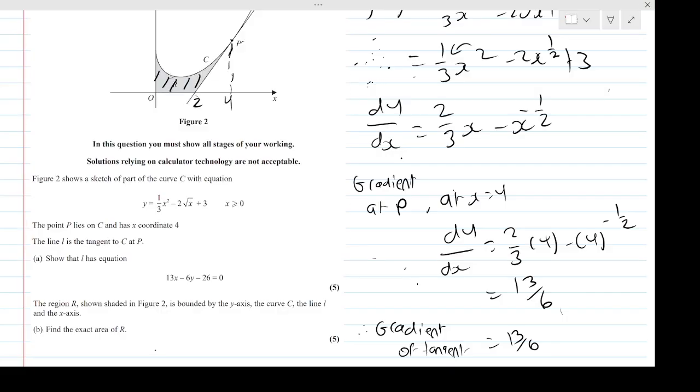Okay, so that is integration. So hopefully you can start to visualize basically how to take away areas under lines from areas under curves.